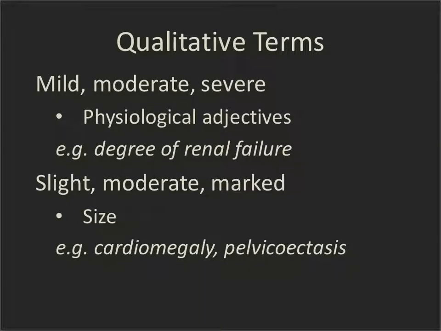There are some qualitative terms that we use just to sort of get you right. Mild, moderate, and severe are physiological adjectives. So somebody's in mild renal failure, moderate renal failure, severe renal failure, and so on. Slight, moderate, and marked are size criteria. So these are the ones that we should be using for things like cardiomegaly or pelviectasis.